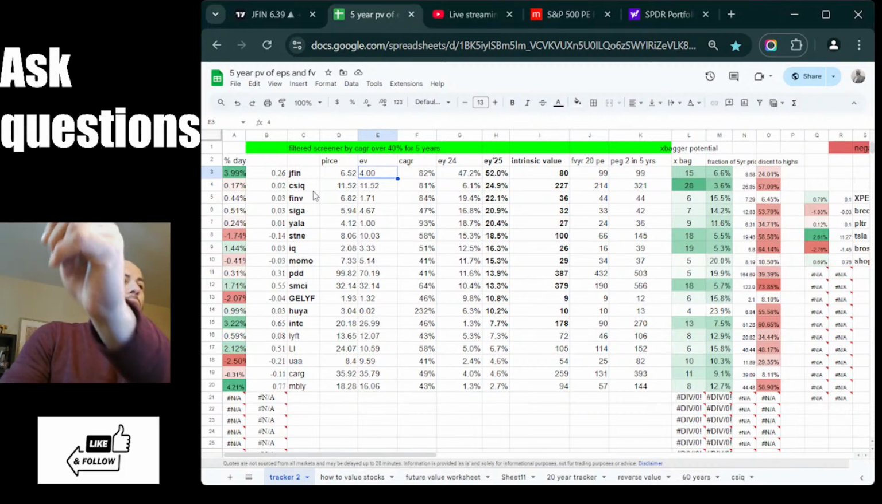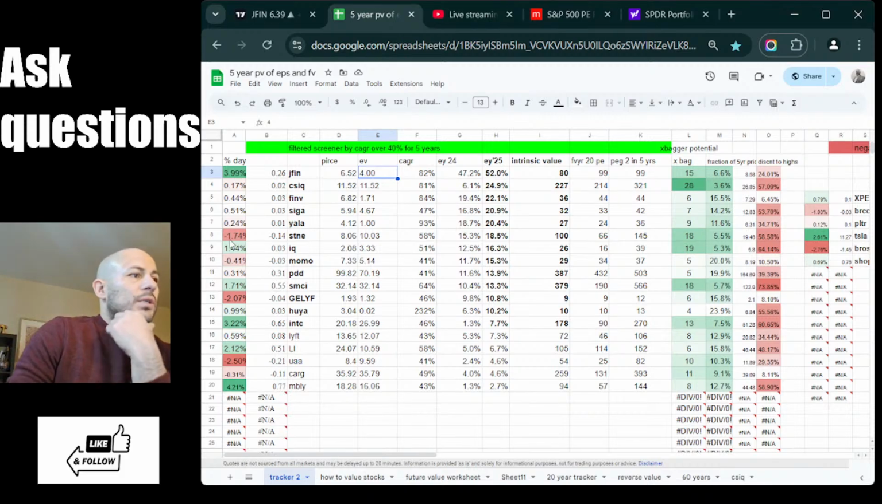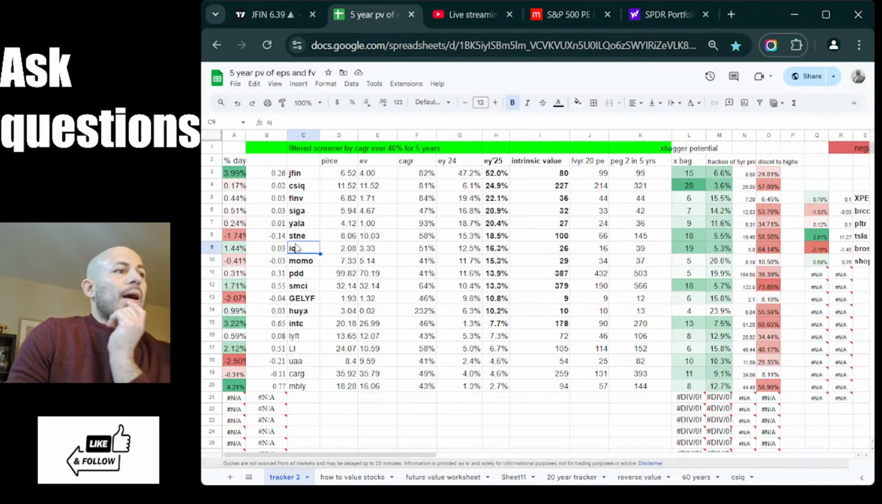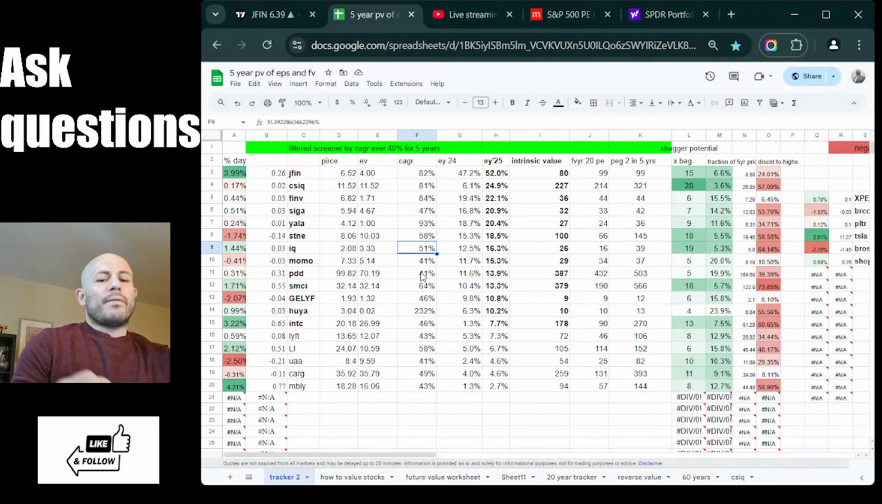Okay, so a lot of people are asking about IQ, so I'm just going to jump into IQ. IQ stock is $2 again. They have a little bit of debt, so their enterprise value is above the stock price. The CAGR potential, according to my worksheet, is 51%. So that means, I mean, that's fantastic. That means holding it for 5 years should give you 51% per year.